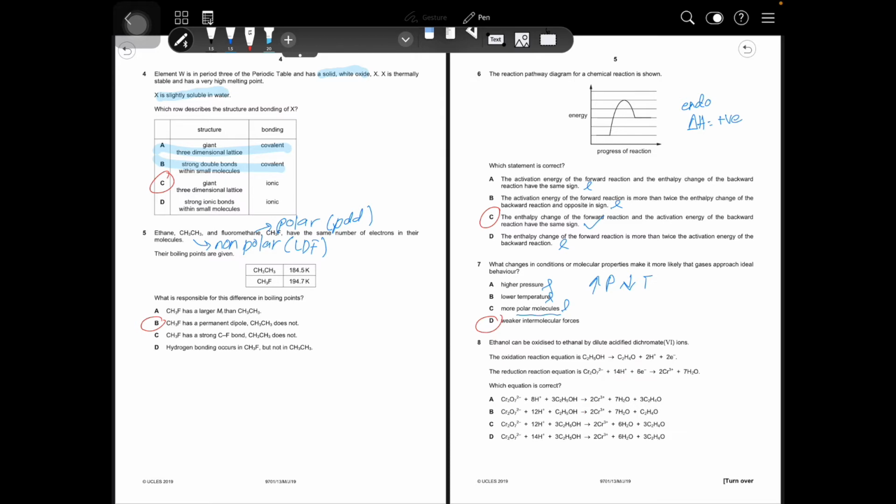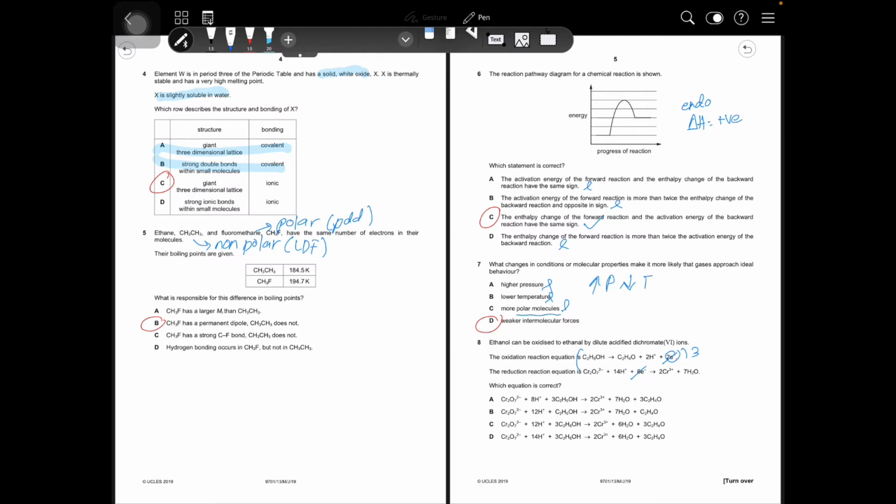Ethanol can be oxidized to ethanoic acid by dilute acidified dichromate(VI) ions. The oxidation reaction is given. The reduction reaction equation is also given. Which equation is correct? To answer this question, we just need to add both the oxidation and reduction reactions together. We only have 2 electrons here, so that means we need to multiply by a factor of 3 to give it 6 electrons. Therefore, we can cancel with the electrons in the reduction reaction.